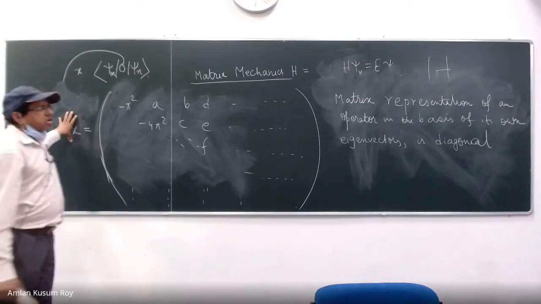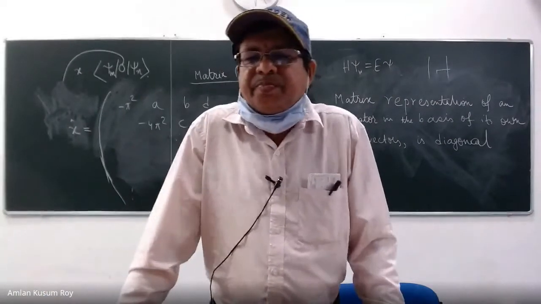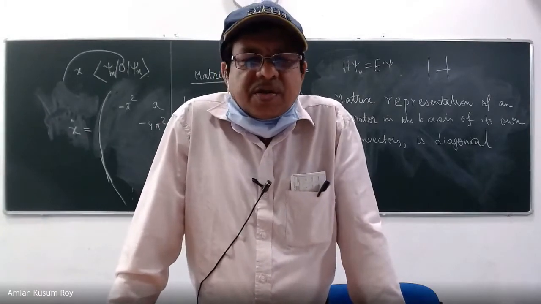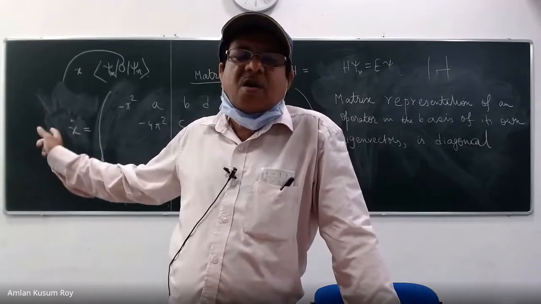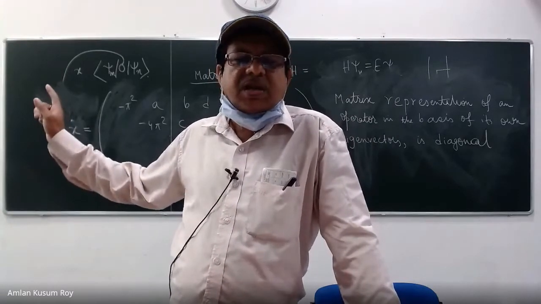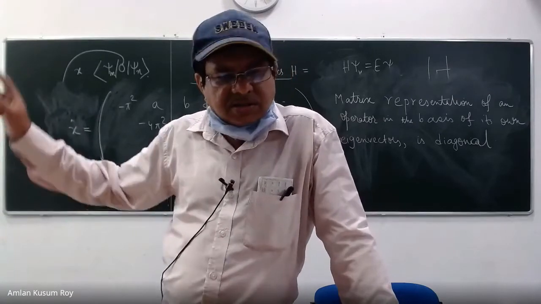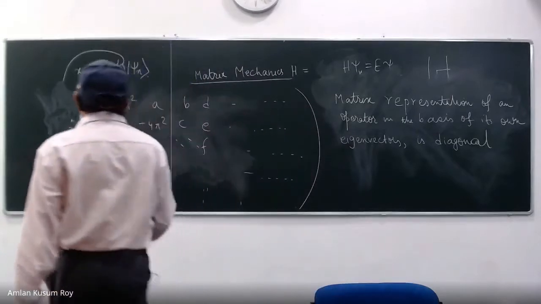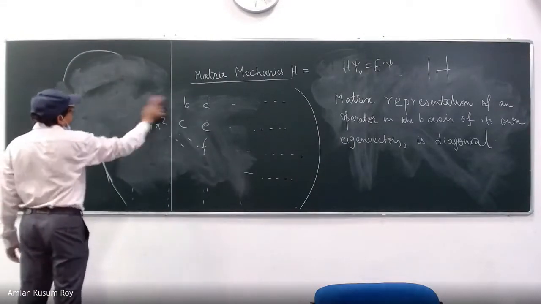Is it clear? This is a very important concept. You cannot have confusion about this kind of stuff. So for any other operator, if the basis is not an eigenvector of that operator, the matrix is not diagonal. Okay? I hope it is clear to you. If you have any question, please raise it.